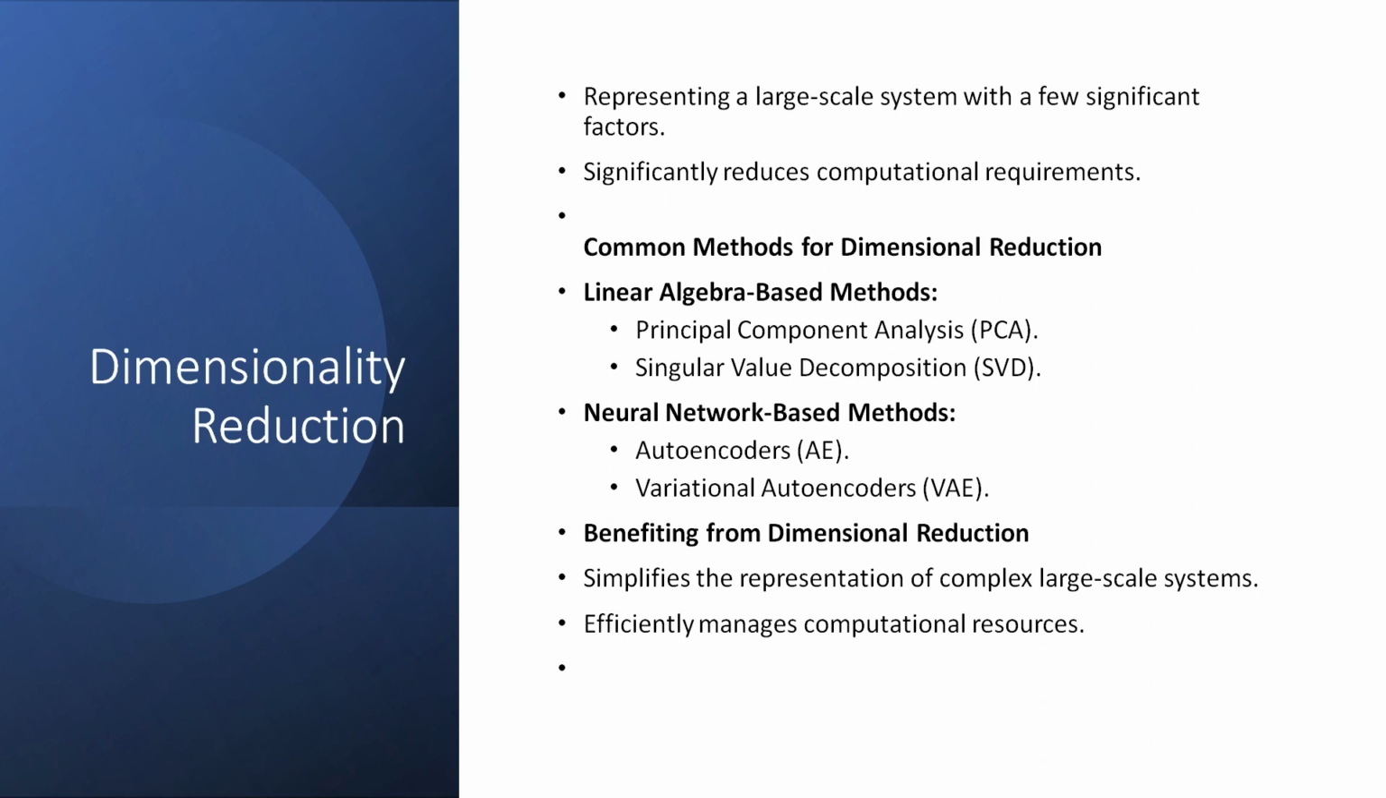Representing a large scale system with a few significant factors significantly reduces computational requirements. Common methods for dimensional reduction are linear algebra based methods, such as principal component analysis (PCA) and singular value decomposition (SVD), and the second is neural network based methods, such as autoencoders and variational autoencoders. The benefits of dimensional reduction are that it simplifies the representation of complex, large scale systems and efficiently manages computing resources.